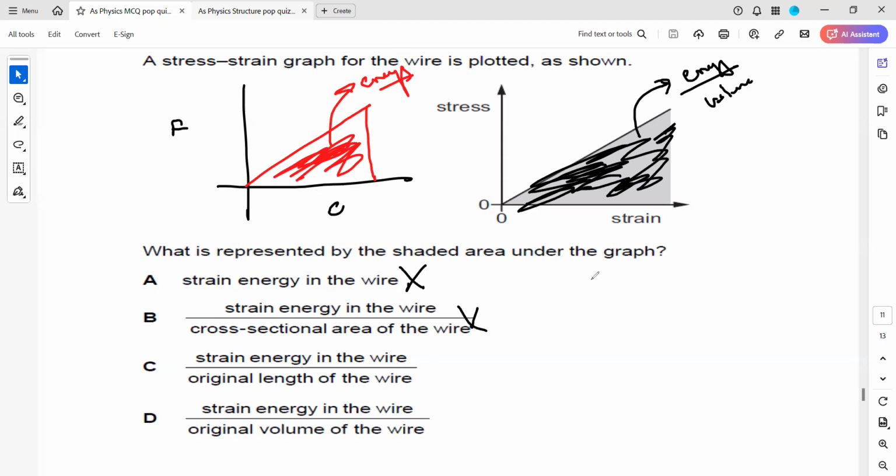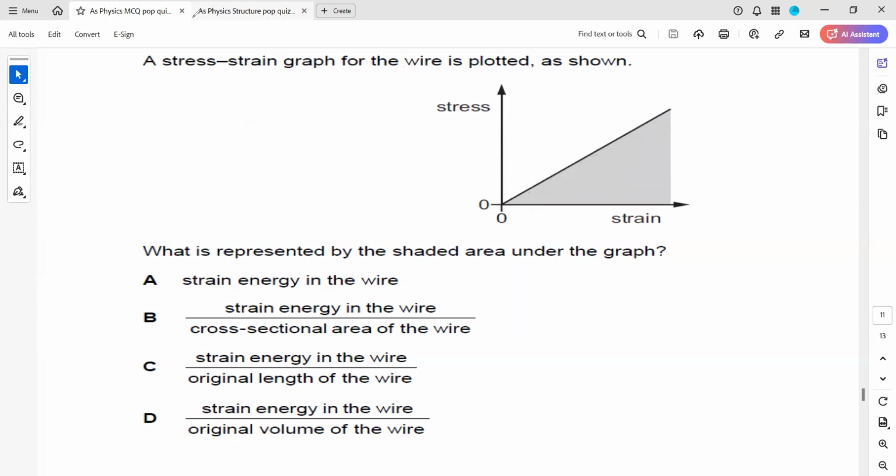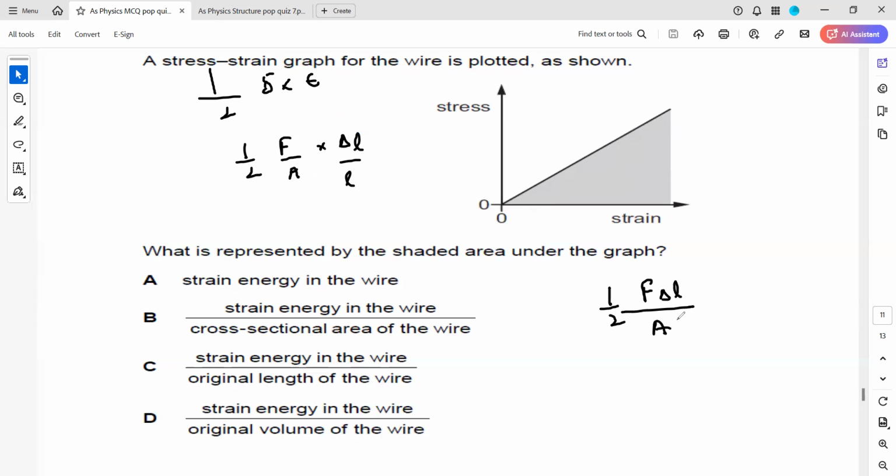How do you get that? Look, it will be half stress into strain, because it's a triangle. What is the stress? Stress is force over area. And what is strain? It is change in length over original length. So when I simplify further, it will be half F delta L divided by AL.